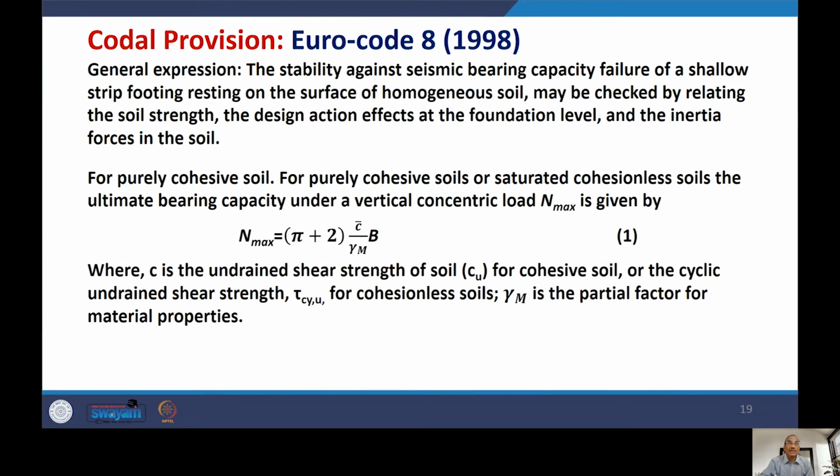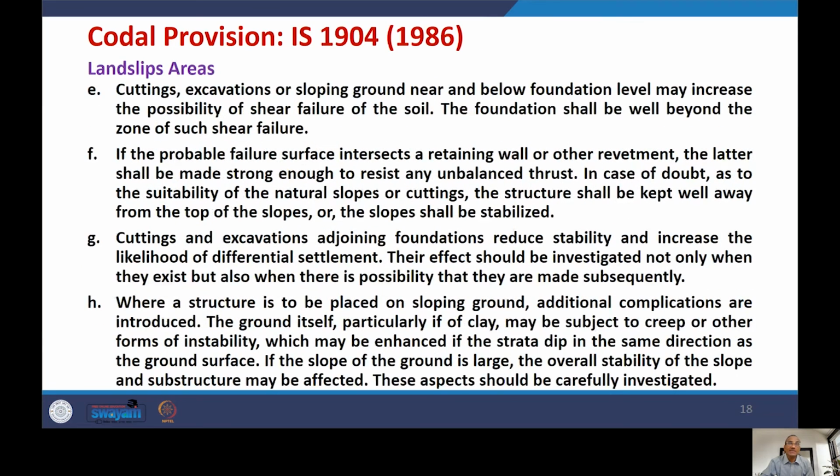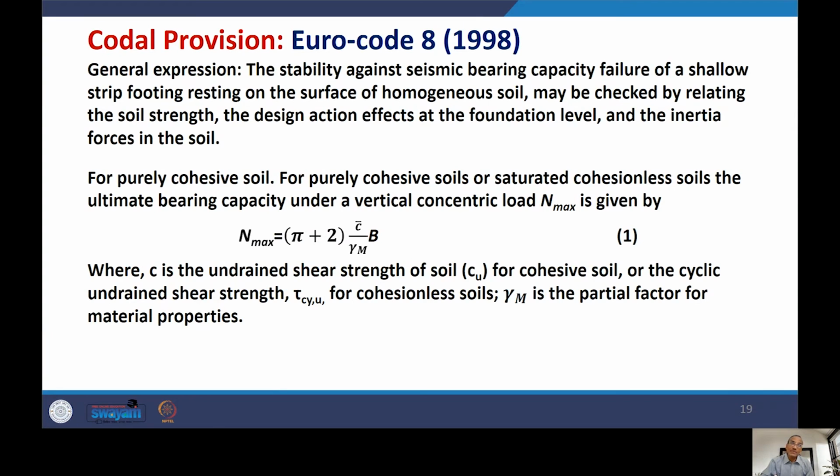Now these slides were related to the IS, Indian Standard code 1904. Eurocode 8, Part 5, which was published in 1998, also puts some requirements. The general expression is that the stability against seismic bearing capacity failure of a strip footing resting on the surface of homogeneous soil may be checked by relating the soil strength, the design action effect at the foundation level, and the inertia forces in the soil.